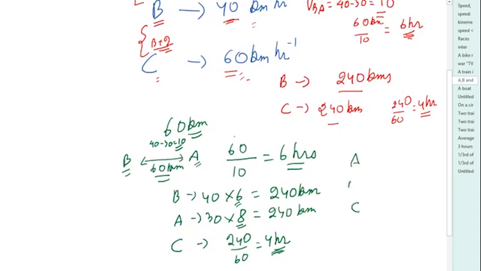So B will be A plus 2 hours. Whenever A started, B started 2 hours after. And C started 2 hours after B or 4 hours after A.